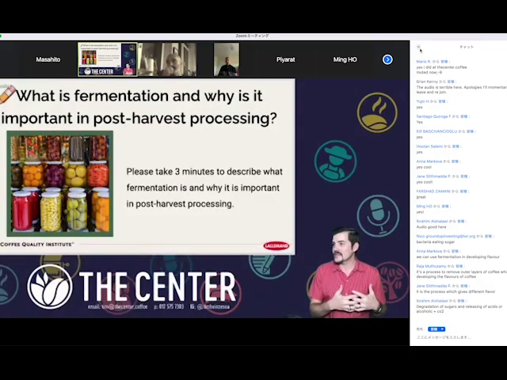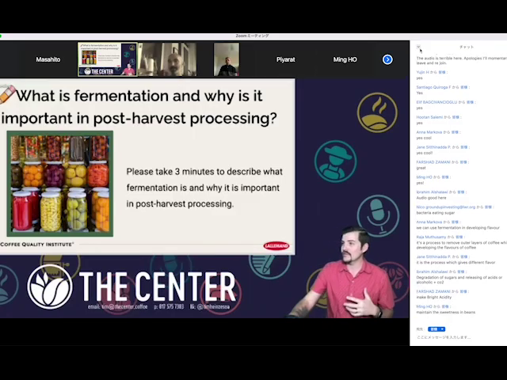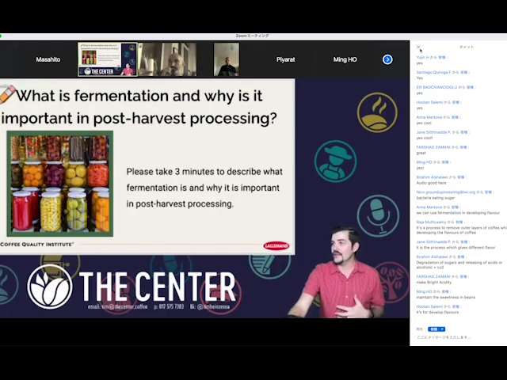Here we go. Anna says we can use fermentation for developing flavor. Right on. It's a process. Raja says it's a process to remove outer layers of coffee while developing the flavors of coffee. Okay, cool. It's a process which gives different flavor. Ibrahim says degradation of sugars and releasing of acids or alcohols plus CO2 make bright acidity and maintain the sweetness. It's for developing flavors. Awesome.